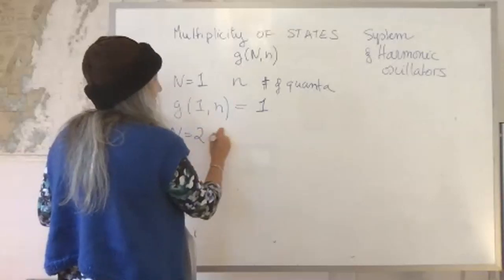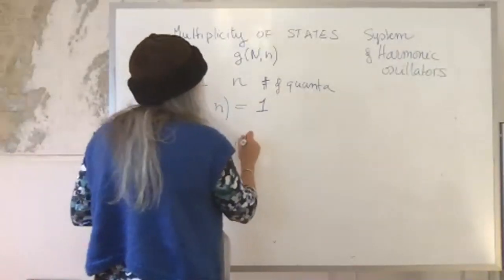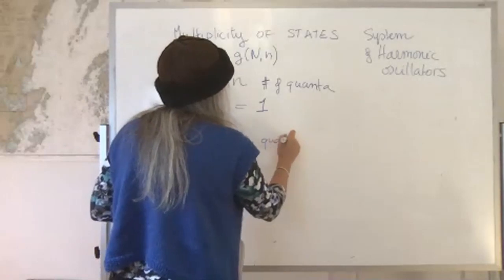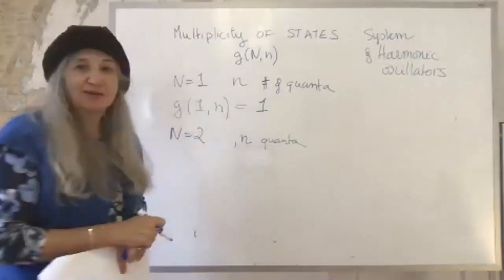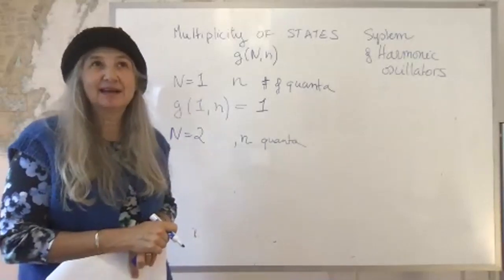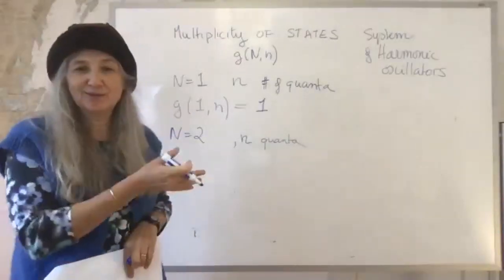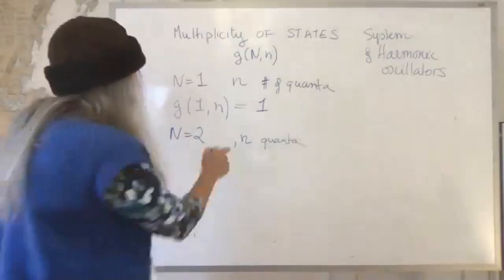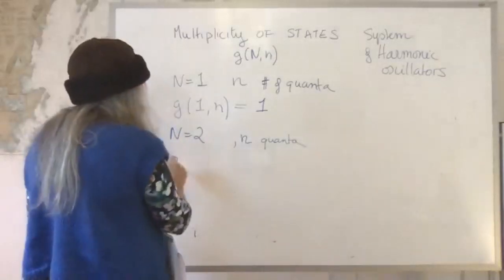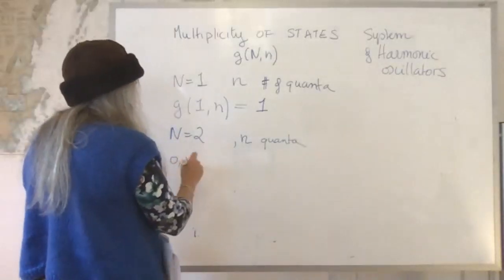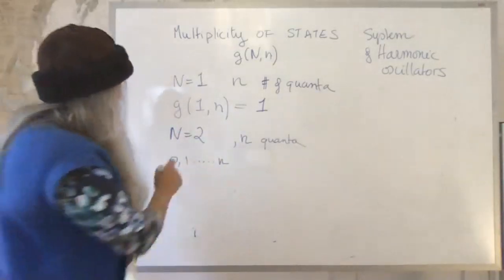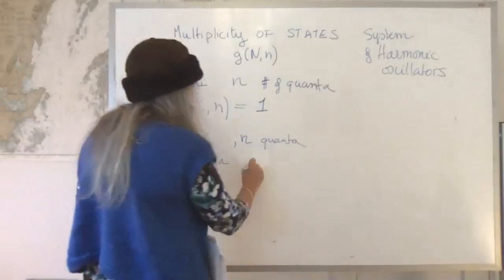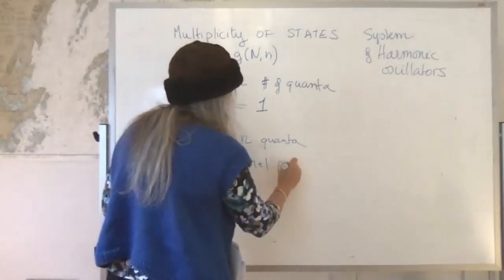oscillators? And again, we have n quanta. So let's think about how many ways can I give the first one quanta. So I can give the first one 0 quanta, I can give the first one 1 quanta, all the way up to n quanta. So if I count 0, this is n plus 1 possibilities.